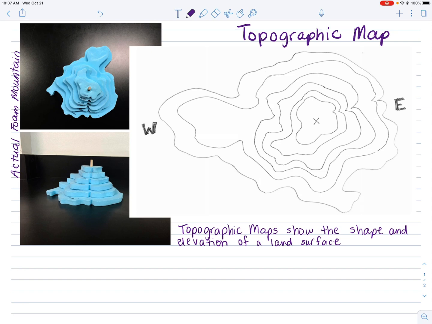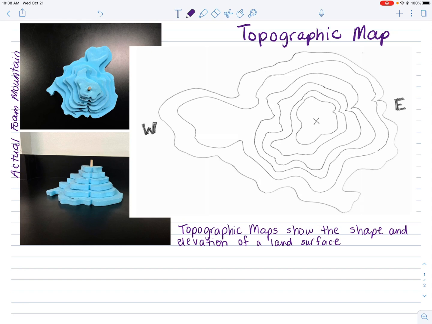So on the screen here, you can see towards the left, we've got a foam mountain. And then on the right side, we've got what looks like a bunch of little circles inside of each other. It has an E and a W. Looking at those foam mountains, that's an actual 3D mountain there. Each of those layers is building and creating this 3D form. The map on the right side, all those lines inside of each other, that is what a topographic map looks like.